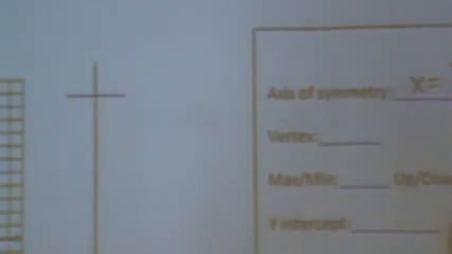So we start off by finding the axis of symmetry for problem number 1, which is x equals the opposite of b over 2a. Well, b in this problem is 2, so it's going to be negative 2 over 2 times negative 1. So negative 2 over negative 2 is 1. So your axis of symmetry is the line x equals 1. So we're going to graph x equals 1.